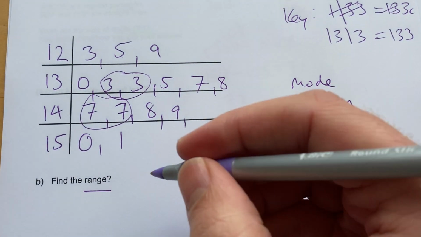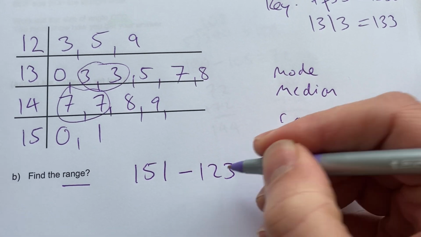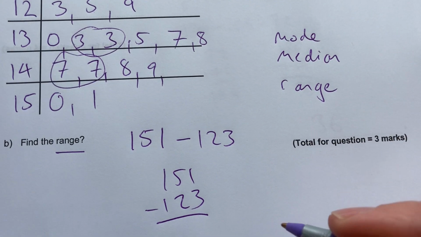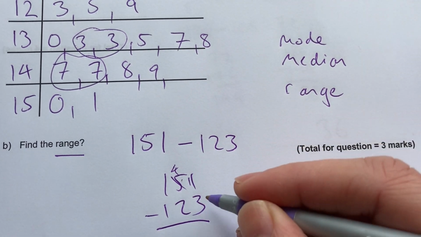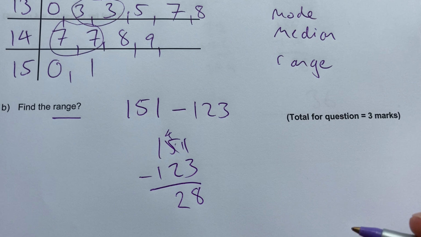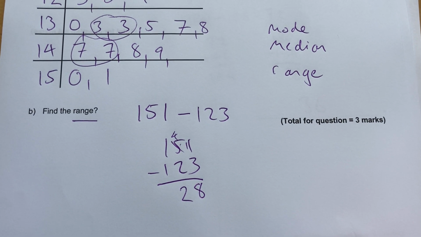But the range is the biggest minus smallest, so 151 minus 123. If I do that as a sum like that, 1 minus 3, I'll have to borrow, 11 minus 3 is 8. So it is 28, a difference of 28 from the biggest to the smallest.